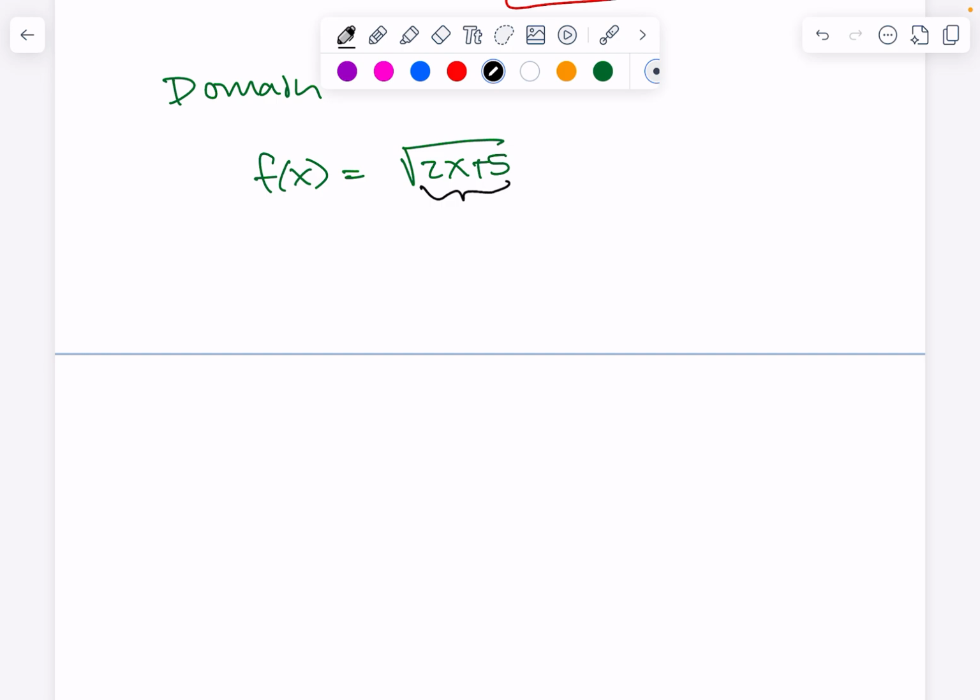Under the square root, the radicand has to be positive or 0. It cannot be negative. So with 2x plus 5, the radicand has to be greater than or equal to 0. If it's greater than or equal to 0, it's not negative, but it can be 0. The square root of 0 does give us a real result, not an imaginary result. So we can have 0.